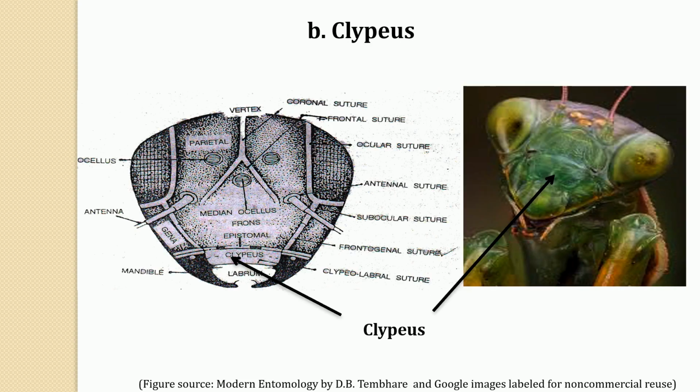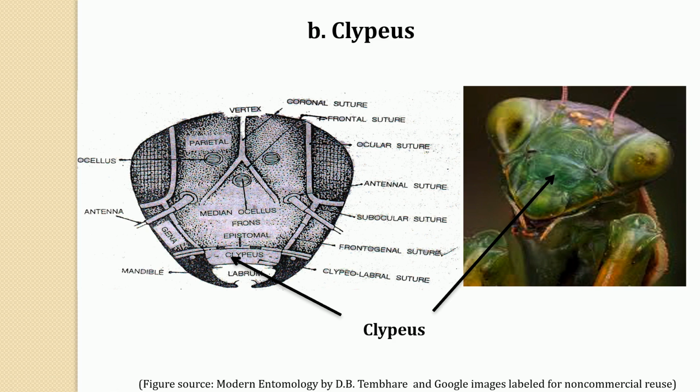Then the second one is the clypeus. Now the clypeus is the second sclerite of the insect head, which is demarcated by the clypeolabral suture from the anterior side and the clypeofrontal suture from the posterior side. Thus it occupies the position in between the anterior labrum and the posterior frons or frontal sclerite.